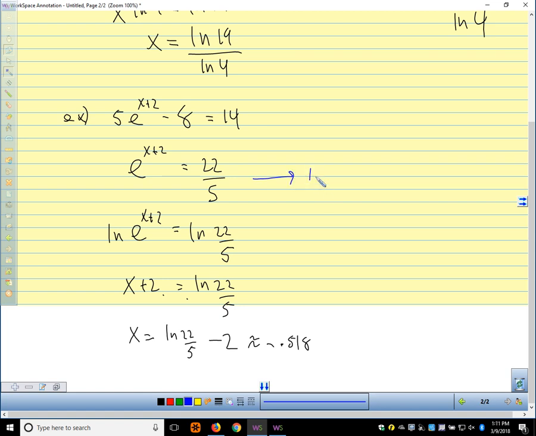From here, I can rewrite that in log form. So how would I rewrite this in logarithmic form? Log base e of 22/5, natural log, equals x + 2. The logarithm is the exponent, and I get x = ln(22/5) - 2. I get to the exact same place. Sometimes rewriting in log form can shortcut a few steps, but you can think of it either way.